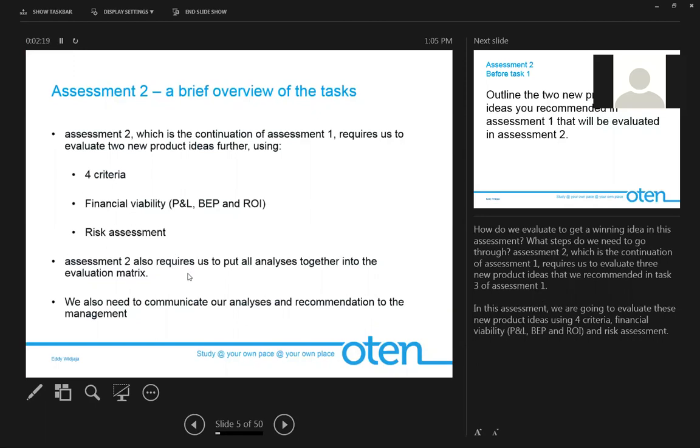Assessment 2 also requires us to put all analysis together into the evaluation matrix. So we need to perform the evaluation matrix as a tool to evaluate this ID further. We need to incorporate all of the analysis into the evaluation matrix. And lastly, in this assessment, we also need to communicate our analysis and make a recommendation to the management.